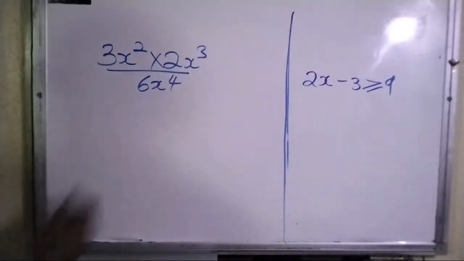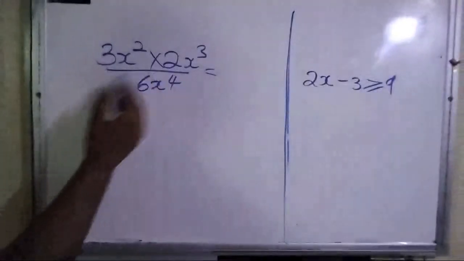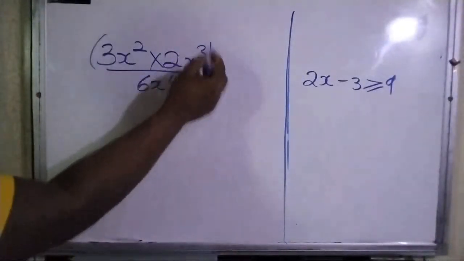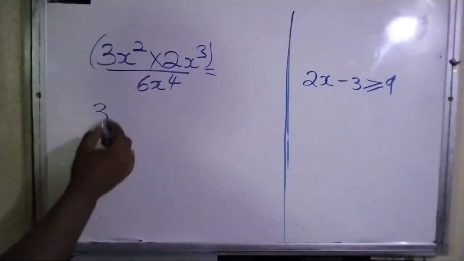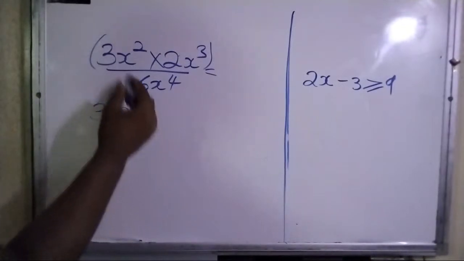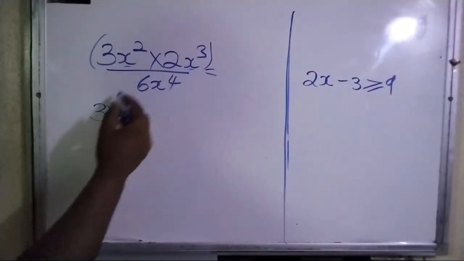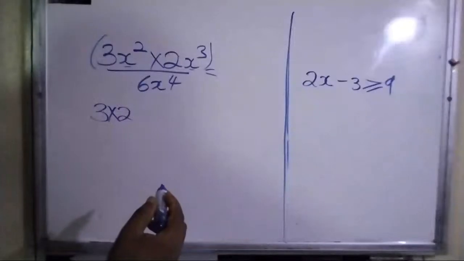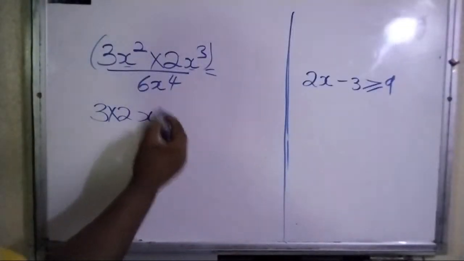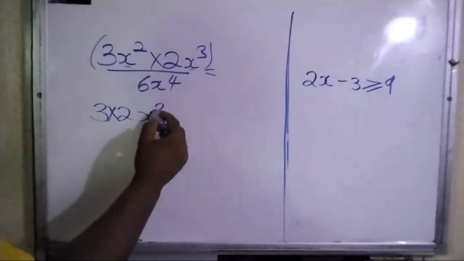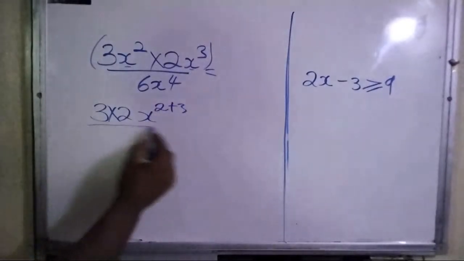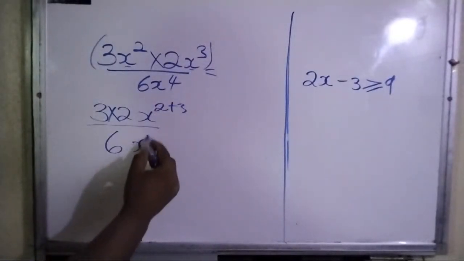Alright, so how do we do this? We multiply the top first, right? And we multiply the numbers normally, so it will be 3 times 2. But guess what? When we multiply and the base is the same, meaning the same letter, we add the powers. So we're going to say 2 plus 3, and we add the powers. And then we have x to the 5th.